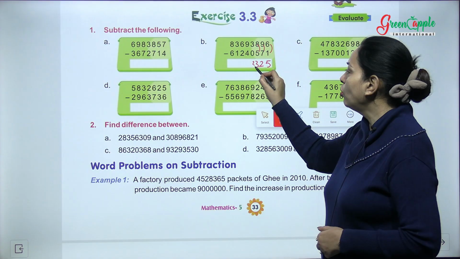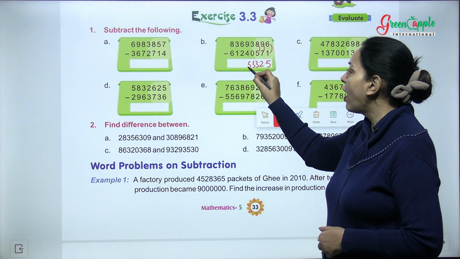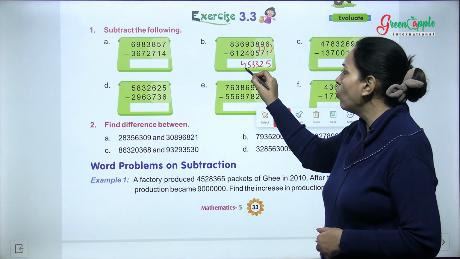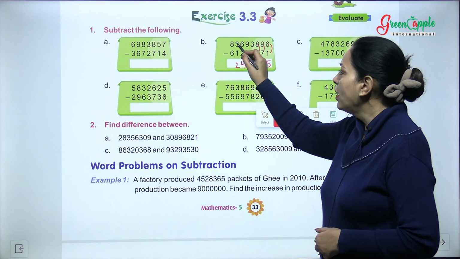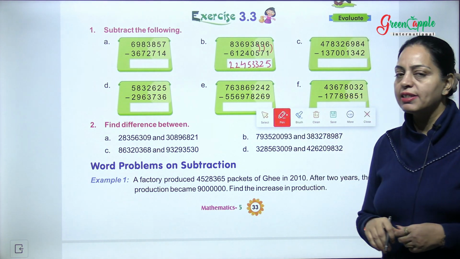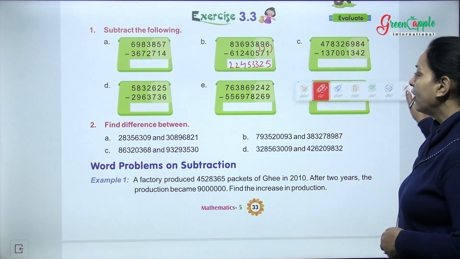3 minus 0, 3. 9 minus 4, 5. 6 minus 2, 4. 3 minus 1, 2. 8 minus 6, 2. Very simple. Okay. Now here E part.